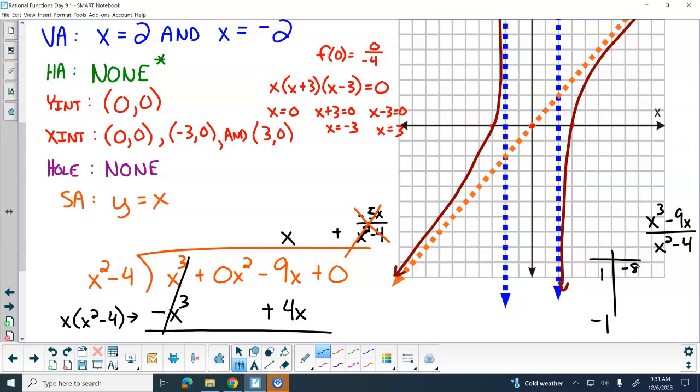1 squared is 1. Minus 4 is -3. -8 divided by -3 is +8/3, which is +2 and 2/3, which would be right there.